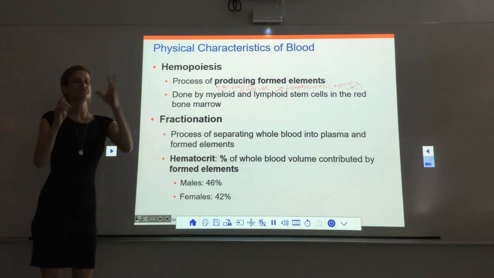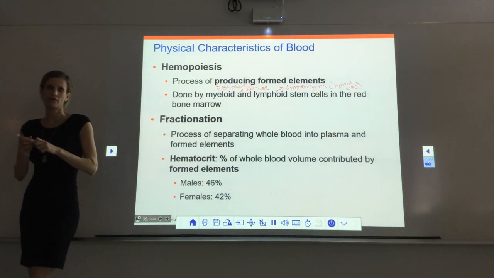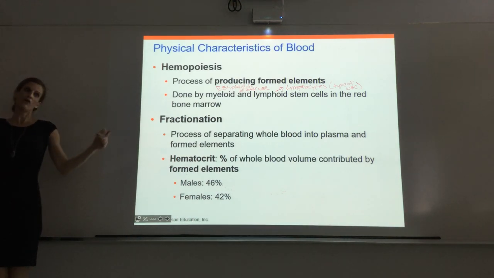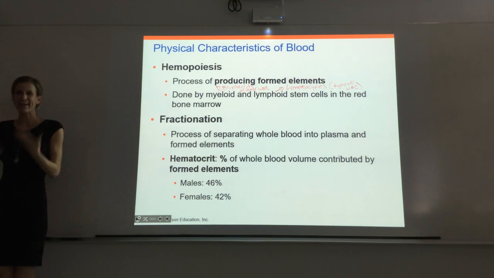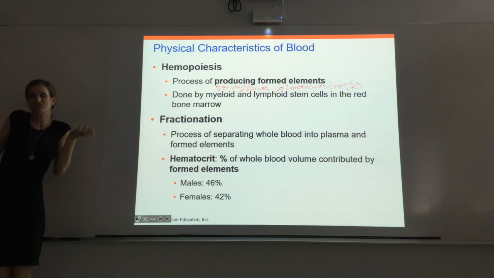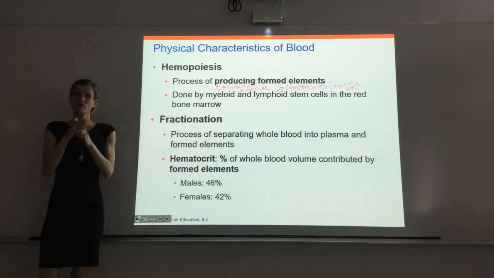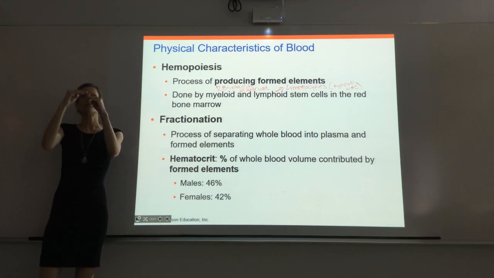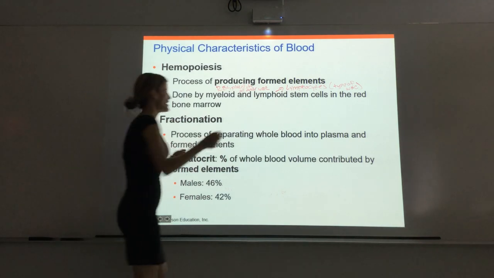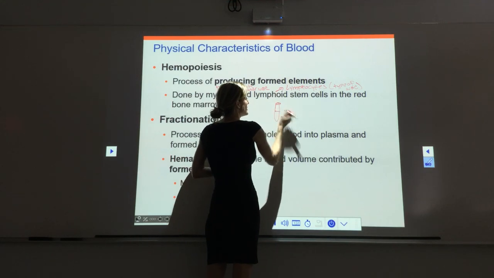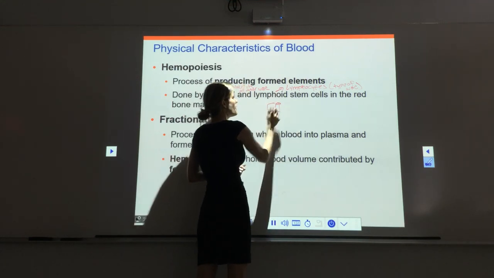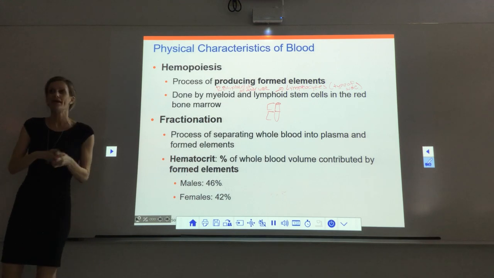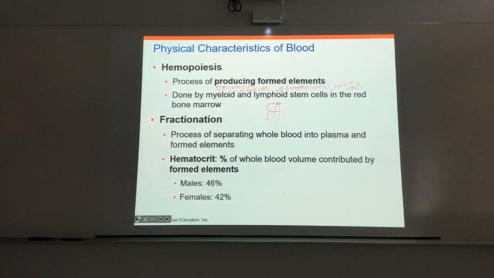Fractionation is the process of separating whole blood into its components. Remember, whole blood is the blood as it flows through your body, and we said it contains plasma and formed elements. Fractionation is how we separate it so that we can analyze it and see how much is plasma and how much is formed elements. We do that by centrifuging, which is just spinning. You put blood in a test tube and you spin it super fast. What that does is it separates things based on their density. So you'll end up with a test tube like this that has the formed elements on the bottom and the plasma on the top, because the formed elements are more dense, so they settle out to the bottom. So fractionation is how we take the whole blood and separate it in order to analyze the different pieces.